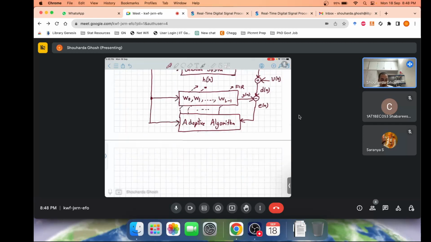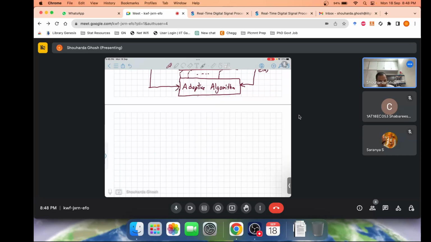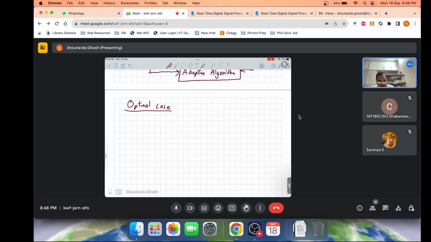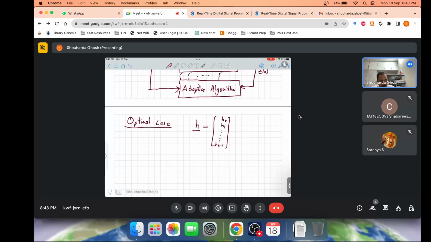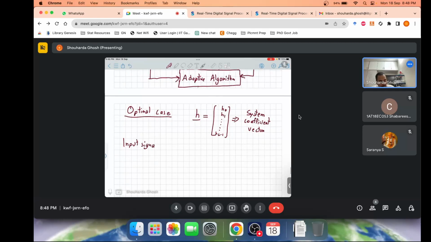Let me show you. In the previous week I had taught the concept of the optimal or Wiener filter. So what will be the optimal case? Let me denote the system. This is the unknown system. The corresponding FIR response up to L taps is given by the H vector, so I write it as the system coefficient vector. And the input signal vector is written as x vector: x n, x n minus 1, up to x n minus L plus 1.